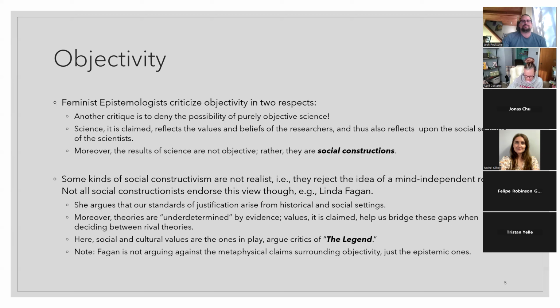So we've got to be a bit tricky with this notion of social construction, because social construction does not necessarily imply not real, right? Now, some social constructivists aren't realists, but not all. And what do I mean by realist? I mean that if you're a realist, you believe that there is a real objective reality.